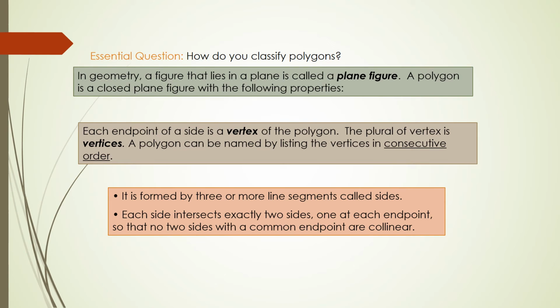It's formed by three or more line segments. So you must have line segments for its sides, and it has to have three or more sides. Each side intersects exactly two sides, one at each endpoint, so that no two sides with a common endpoint are collinear. So basically you're going to have angles all intersecting to form a polygon.